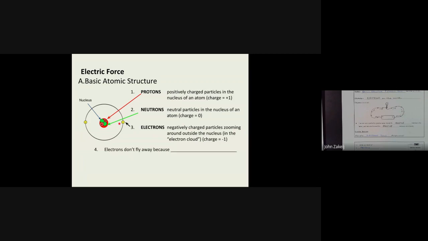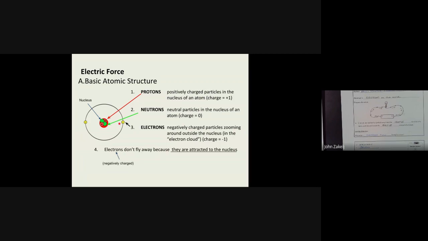So the nucleus is that chunk in the middle where the protons and neutrons are. And what we need to remember about those electrons is they don't fly away from the atom because that positively charged nucleus attracts them. They are attracted to the positively charged nucleus.